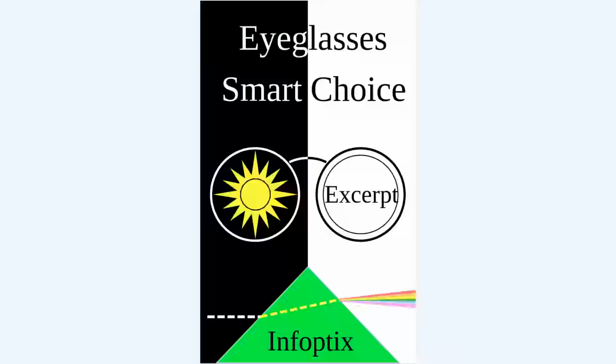Eyeglasses Smart Choice Excerpt. This book is an excerpt from what you will find in the complete edition of Eyeglasses Smart Choice. You will find illustrations that are identical to those found in the complete digital book. Of course, the descriptions or explanations are more concise.